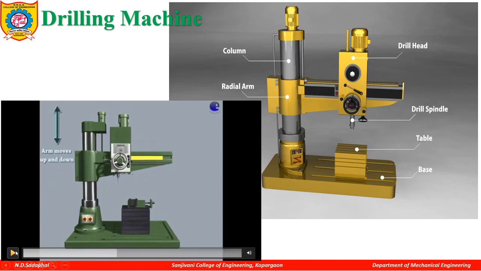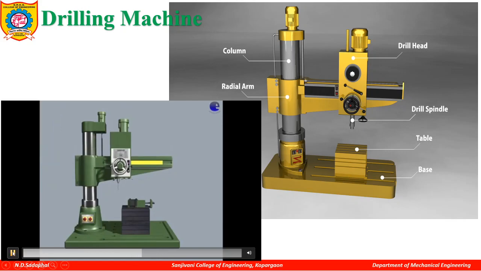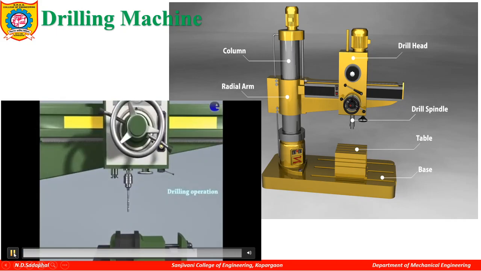Also this arm can be moved vertically on the column. So two motions can be given to the arm: one is a circular motion around the column and the other a vertical motion along the column. As well, you can see this drill head. The drill head can also be moved linearly on the arm. You can see this motion. So any position of the workpiece can be accommodated on the work table easily.